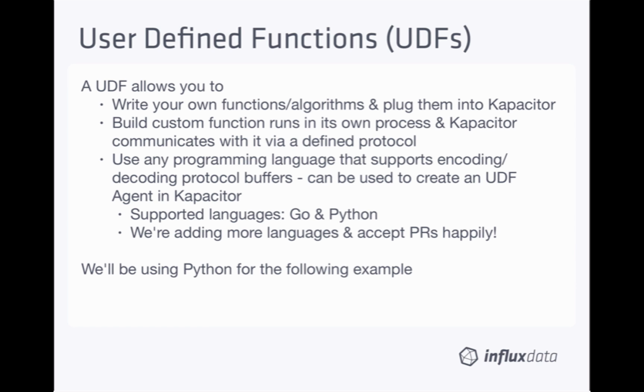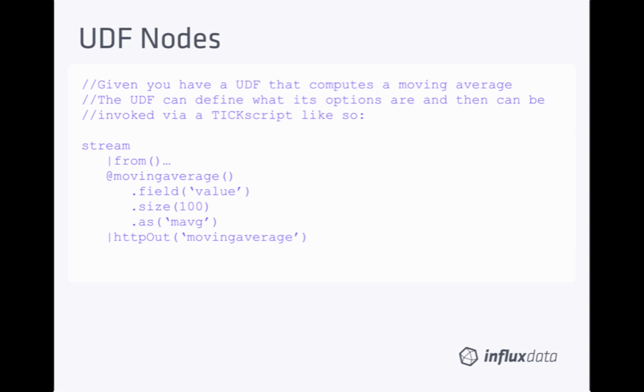And then we're going to have an example here in Python. And this is just a very simple UDF example. Given that you have a UDF that computes a moving average, so we were talking about moving average earlier, within that user-defined function, there's an API for defining what your options are. And then with those options, they can be invoked in a tick script. So that moving average has a property called field, a property called size, and then we're aliasing the data coming out of it there. And this is how you would reference that user-defined function within Kapacitor.